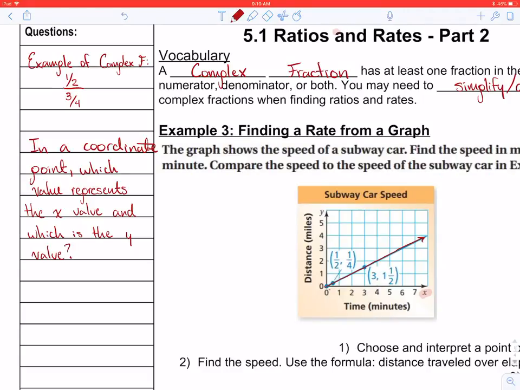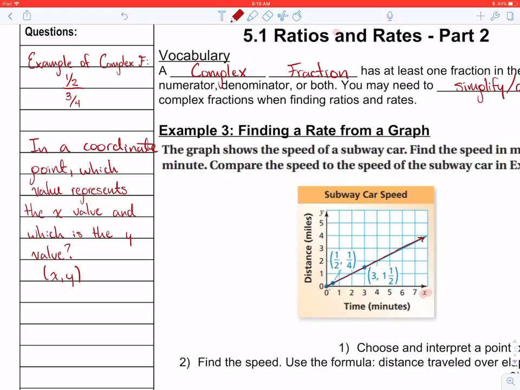So these coordinates are always set up as x, comma, y. So that first coordinate that you see, that's going to be your x value. So here we have our 1/2, that refers to the x-axis, and it means that half a minute has passed by. And then the y value, our second point, the 1/4, that's referring to the y-axis, and it means that in that half a minute, it's traveled a quarter of a mile.